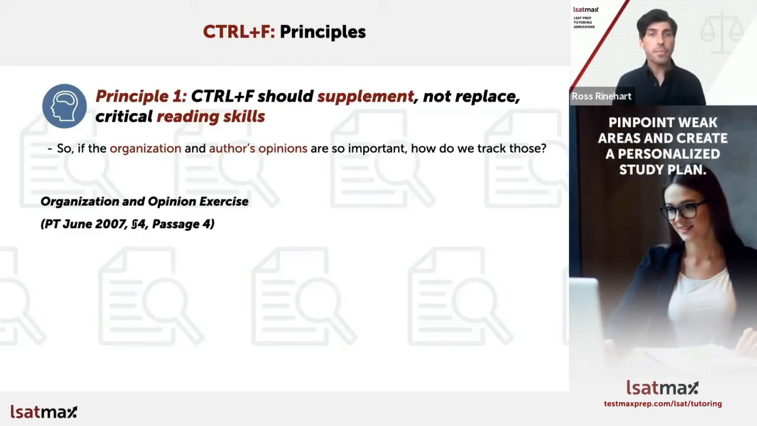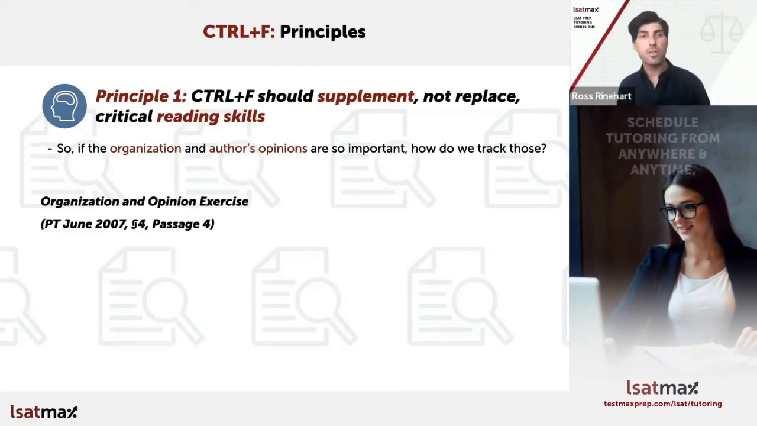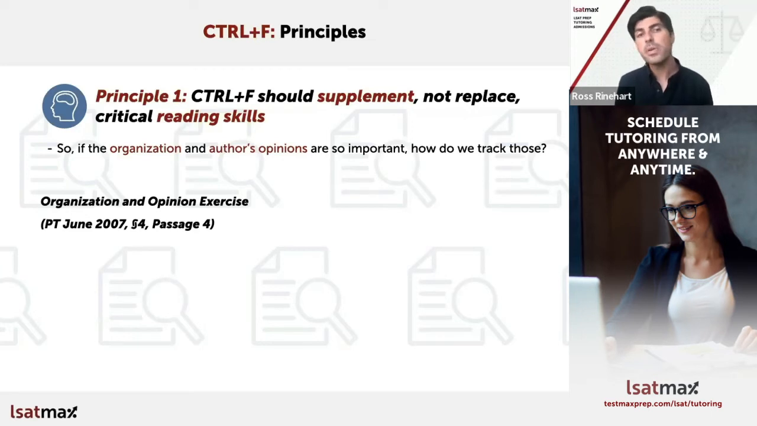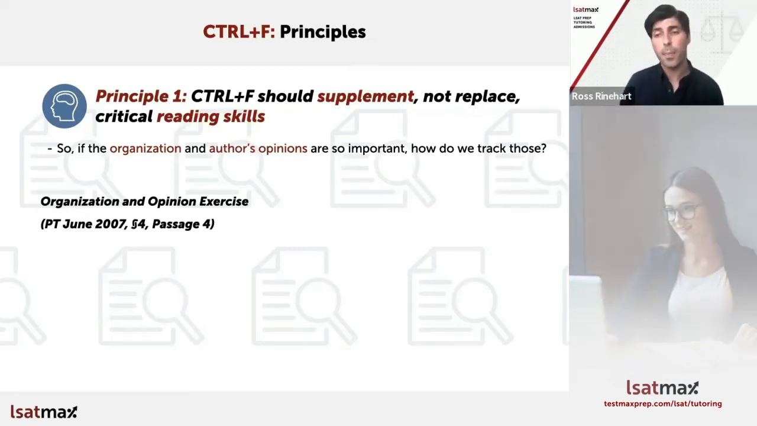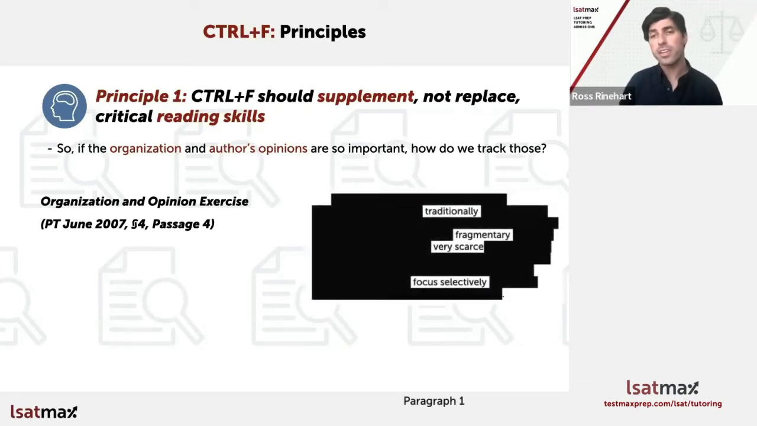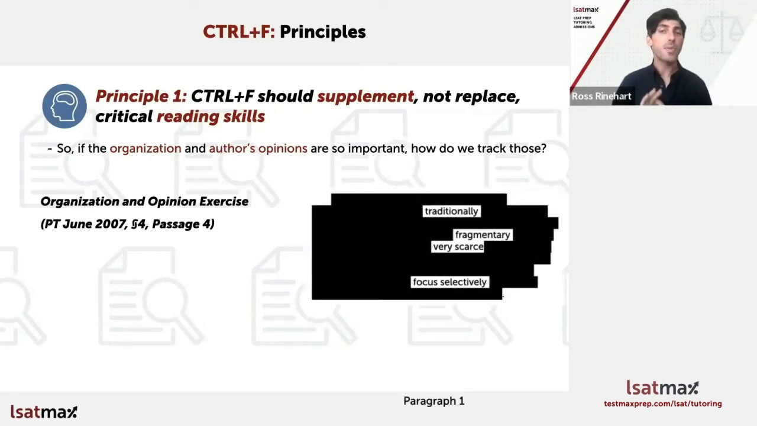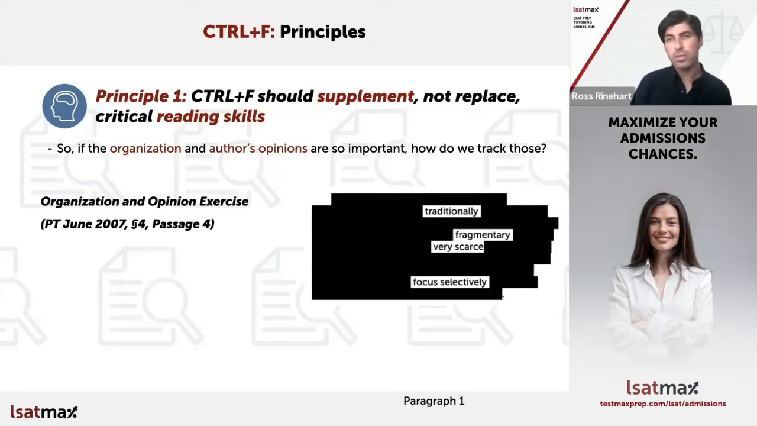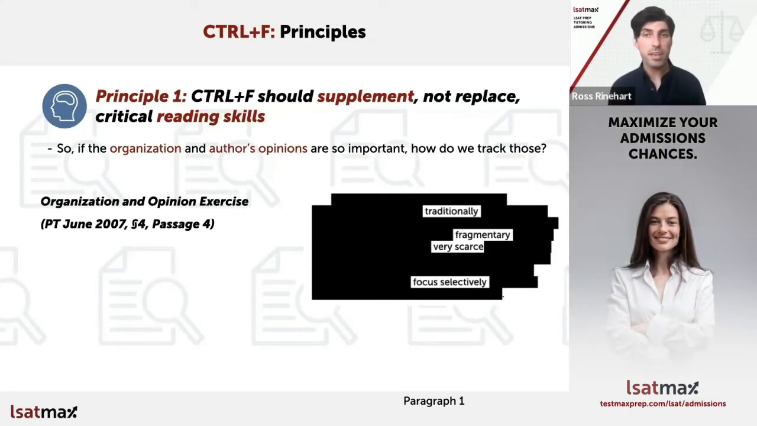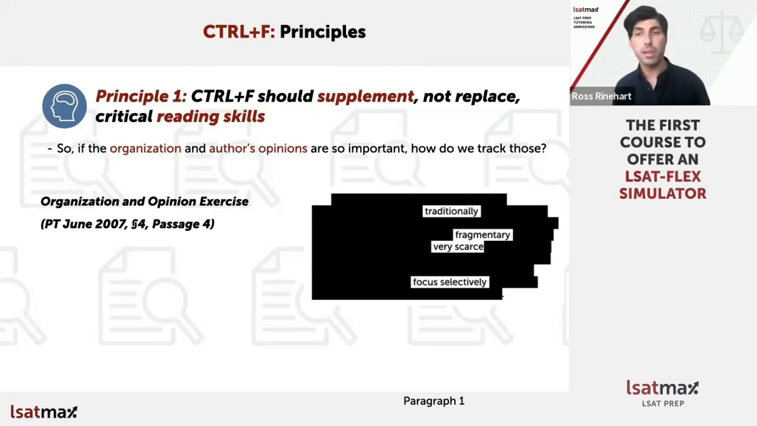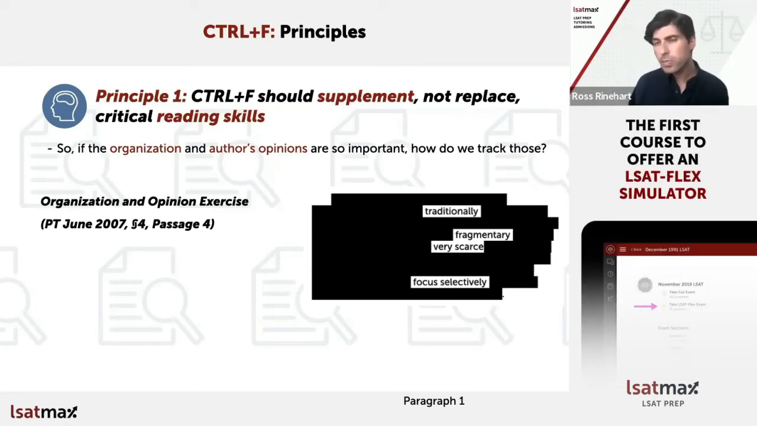And to do that, I'm just going to show you a few words that you can focus on in passages. I'm going to use passage 4 from the June 2007 test to illustrate that. So I'm not going to show you the entire passage. In fact, I'm going to black out most of this passage and show that there are a few keywords that indicate the structure of the passage and the author's opinion. Focusing on these specific words can give you that information.